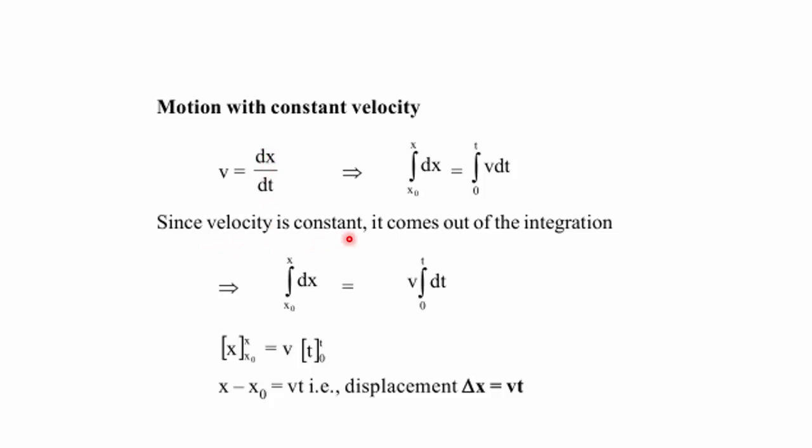So since velocity is constant, if I rearrange and make dx on the left hand side and integrate from x0, where this is the initial position, x is the final position, and at x0 the time is 0 and at the final position the time is t. So I get this, and because velocity is constant, I take it out of the integration, and I arrive that the displacement is equal to velocity into time, where v is constant.